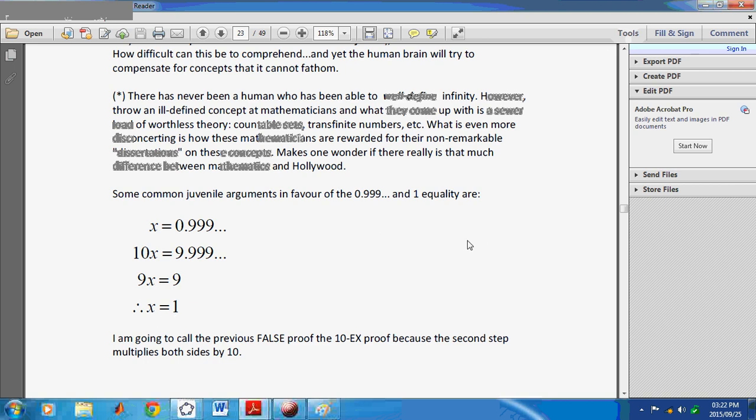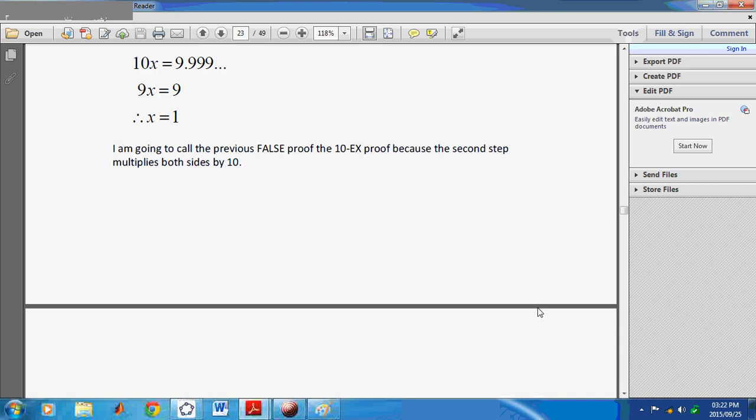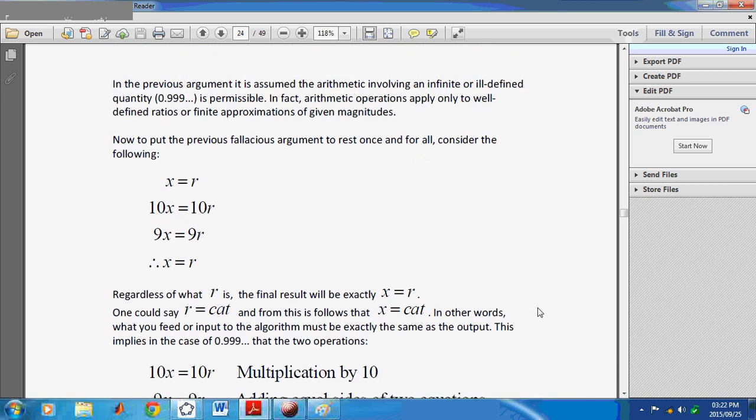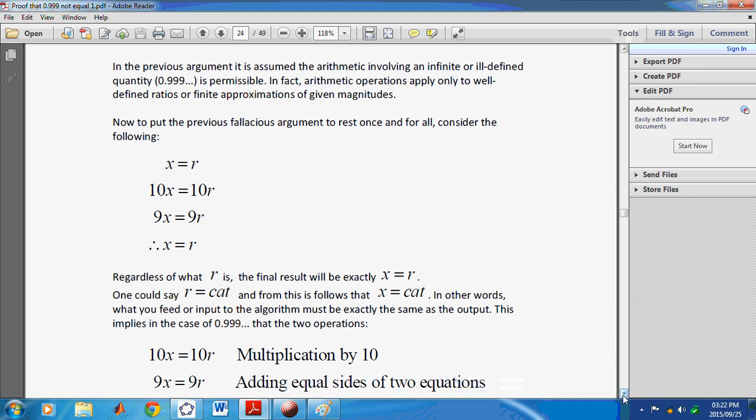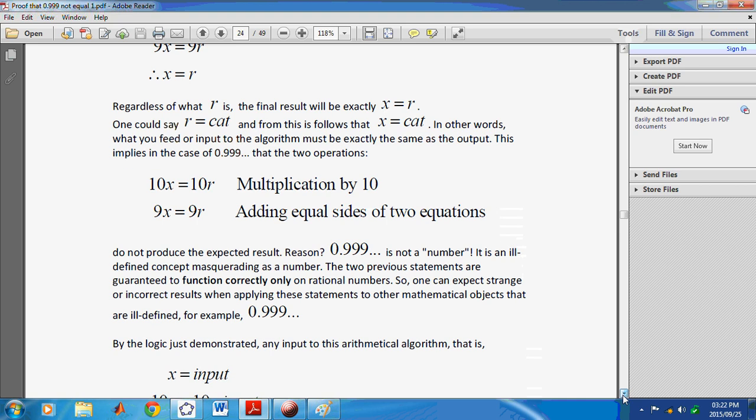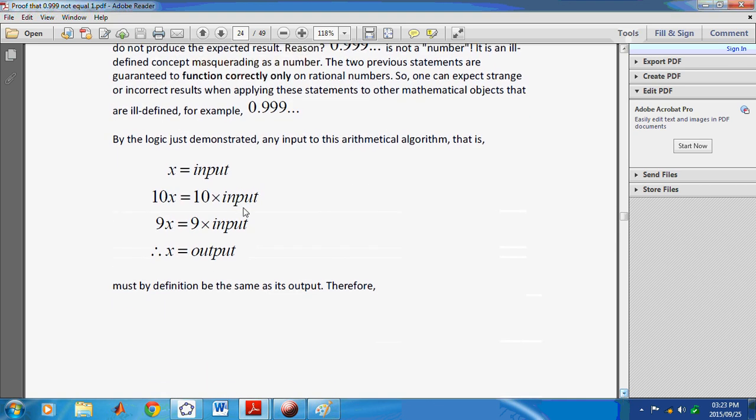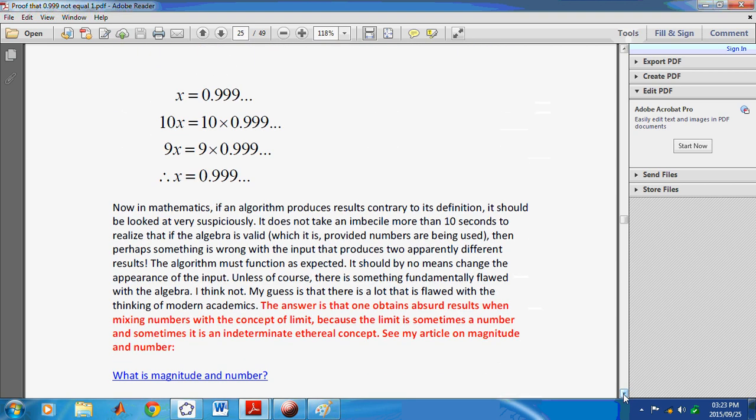So this first proof here is hilarious because the algorithm that is used is a fallacious argument. If we submit an object R to this algorithm, we must get R out. Yes, by definition of the algorithm. Now, if for some unknown reason you get something different out, well, then you should ask yourself, why is the input not the same as the output? Perhaps you've done something wrong in your calculation, right? So if an algorithm produces results contrary to its definition, it should be looked at very suspiciously.